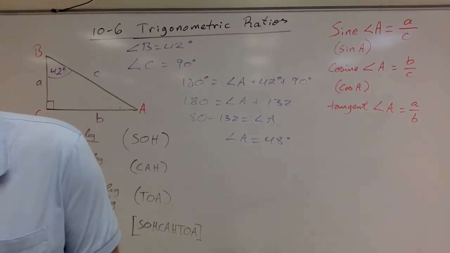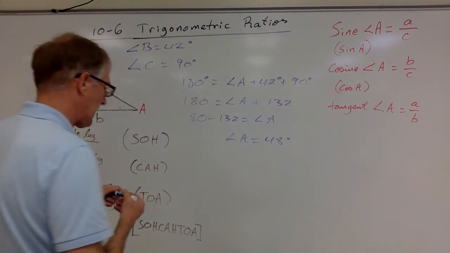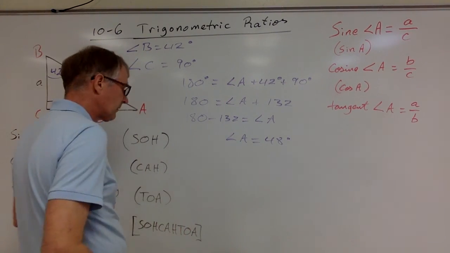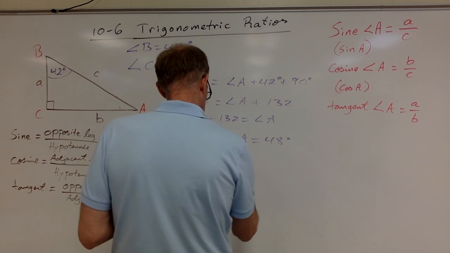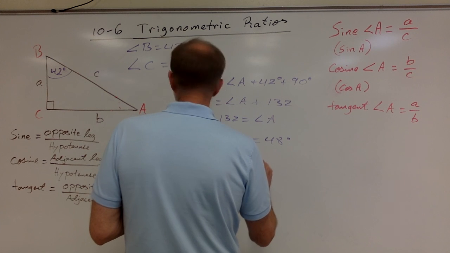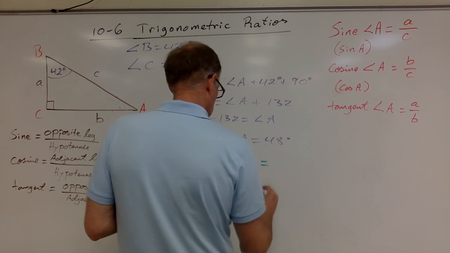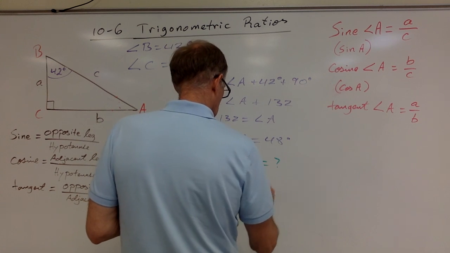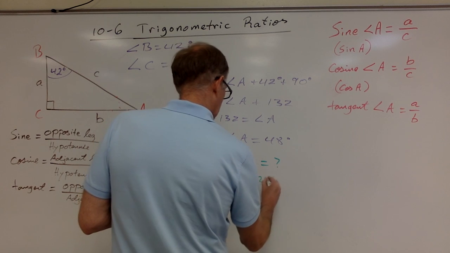There are a couple other things I want to do. If you're asked to find the cosine of angle B, well, angle B is 42 degrees.